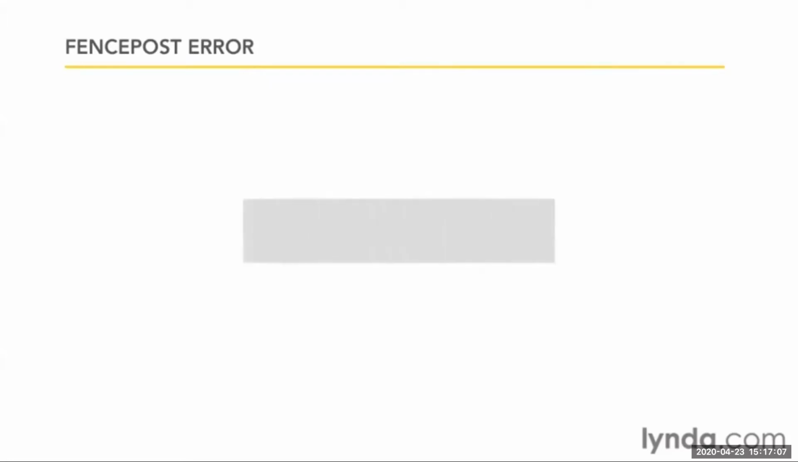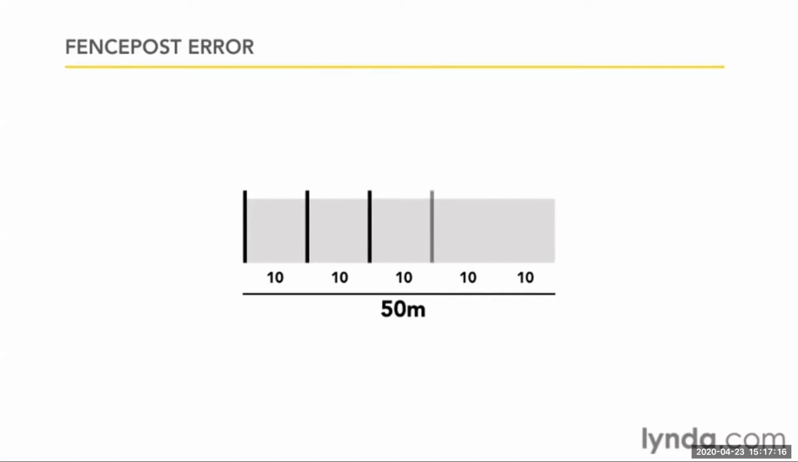One example of this is known as the fence post error. This is the question that I asked earlier. You need to build a fence. It needs to be 50 meters wide, with fence posts every 10 meters. How many fence posts do you need? Now, a lot of people's gut reaction is 5. Some say 7. But the answer, of course, is 6.